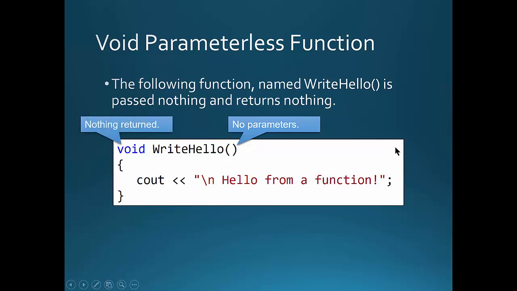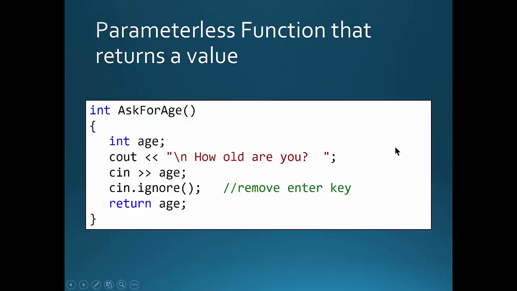So no parentheses and nothing's returned with this function. Here we have a parameterless function that returns a value. We can see that this function also has no parameters. However, it does have a return type. So ask for age doesn't take any inputs, but it does provide an integer.